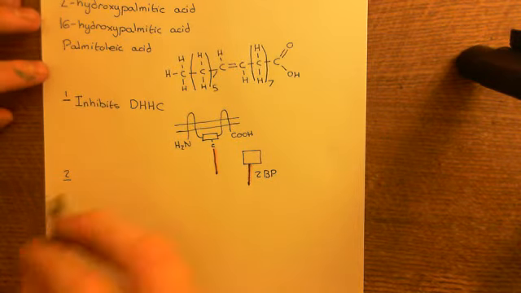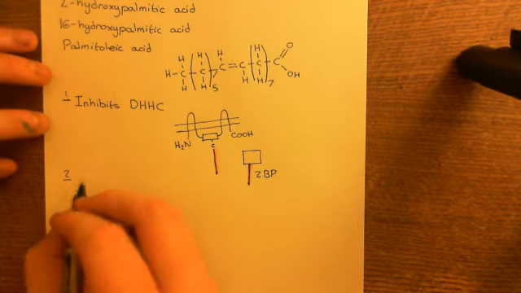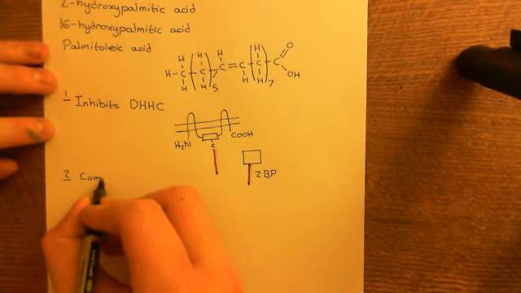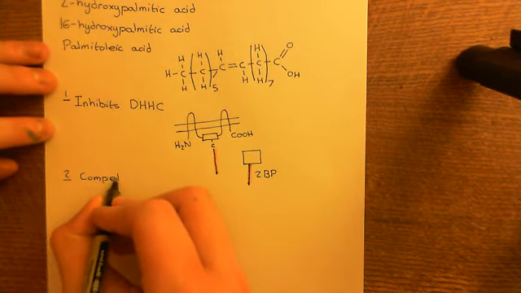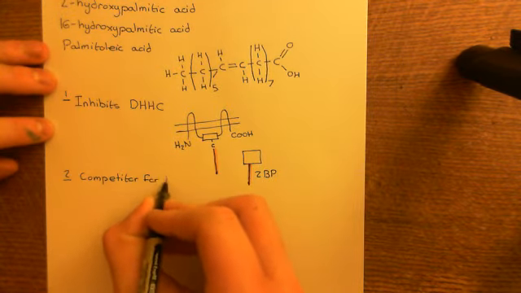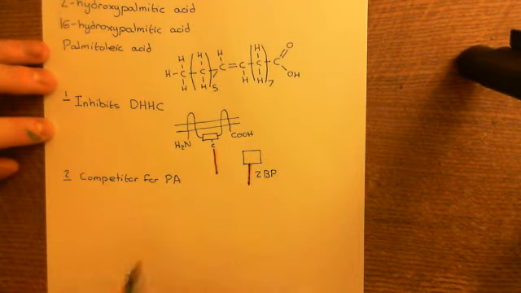Okay, so what should I title that? I'll just put competitive addition with palmitic acid molecules, maybe. Competitor for palmitic acid, which I'll just abbreviate to PA.